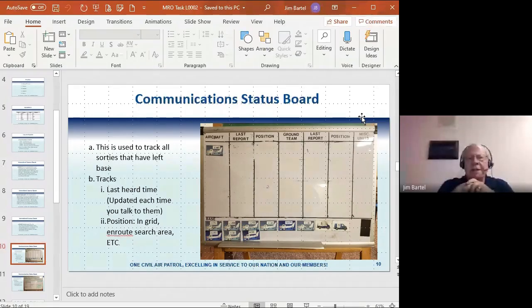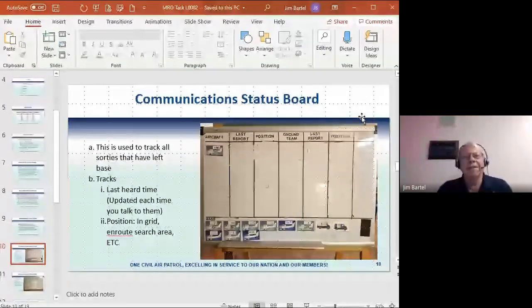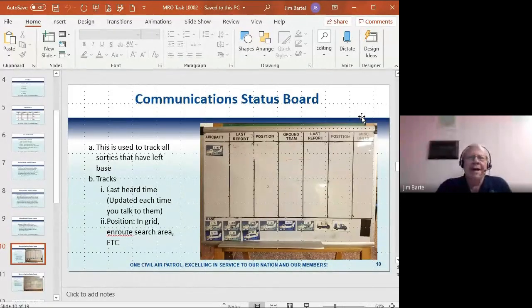I apologize for the condition of that board. I've been using it since 2005, so it needs an update. But we used to write lat longs down in the position. We do not do that anymore, because when the Air Force does evaluations, they'll look at the operations status board, then they'll come back and look at our status board and see if the lat longs match. If they don't, you get dinged. So we no longer put the lat longs down on this board.